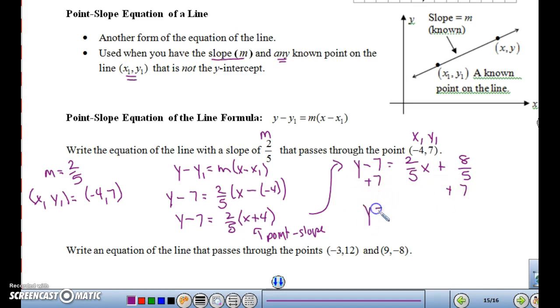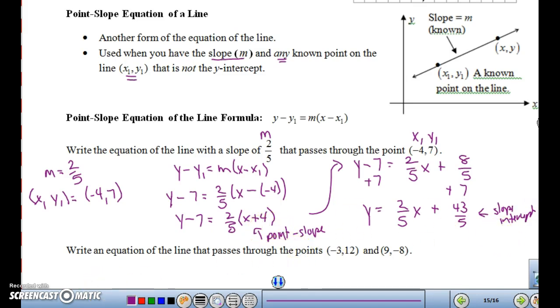So if we have 8/5 plus 7, you can do that on your calculator if you really need to do that. It's going to be 43/5. Okay, which is about 8.6, I believe it is. So anyway, y equals 2/5 x plus 43/5. This is slope-intercept form. So you can use the point-slope form to get slope-intercept form. You just solve it for y.